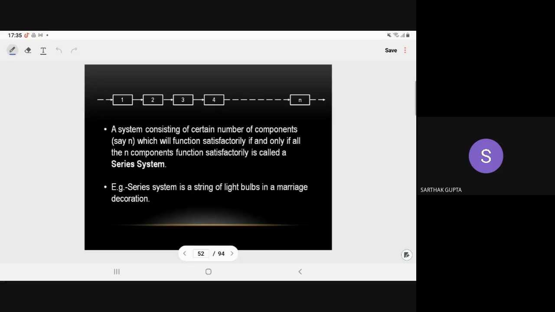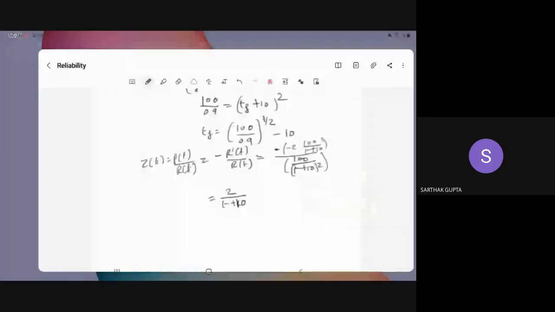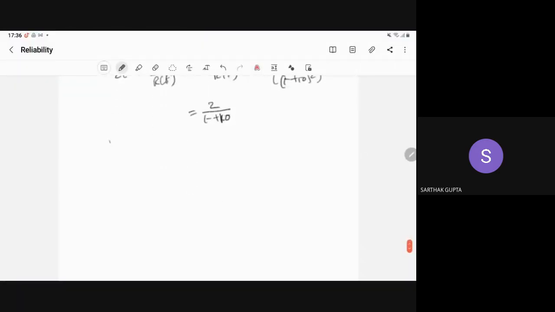A system consisting of a certain number of components, say n, which will function satisfactorily if and only if all the n components function satisfactorily is called the series system. What is the meaning of the series system? Here the components are arranged in a series form. If any component fails, we say the whole system fails.